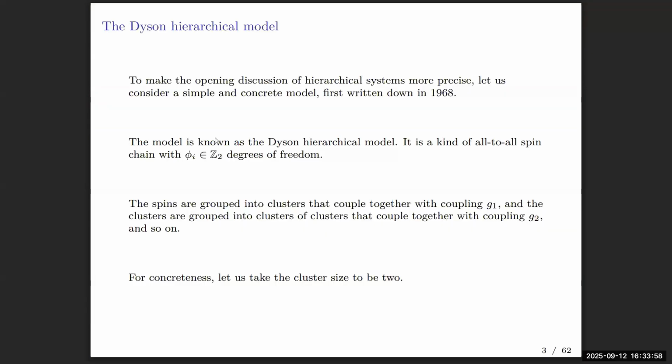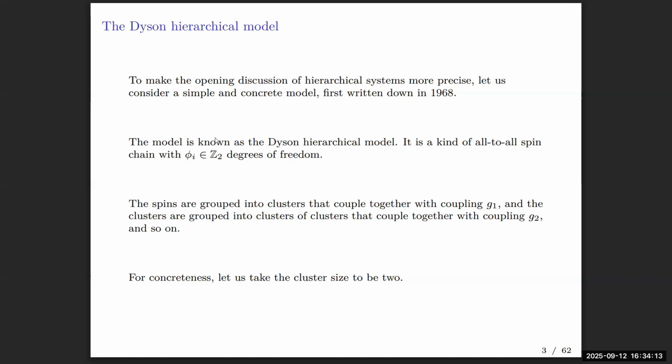Okay, so the model we'll start on is called the Dyson hierarchical model, put forward by Freeman Dyson in 1968. Indeed, as mentioned, it's kind of all-to-all coupling between some spin degrees of freedom. We'll just take them to be C2 valued.